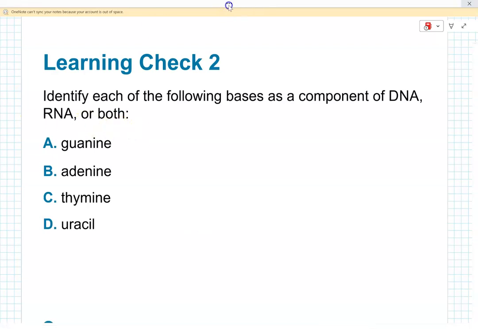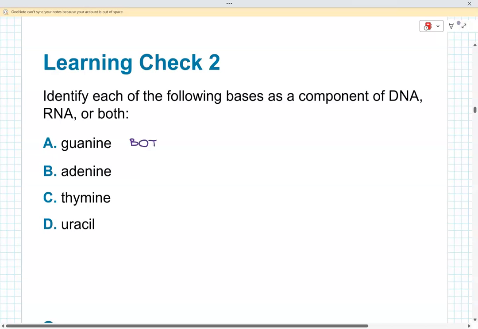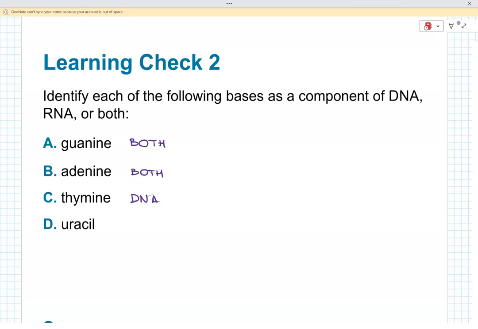So, let's do this. RNA, DNA, or both. Guanine. Adenine. Thymine. Uracil. Need new pen.